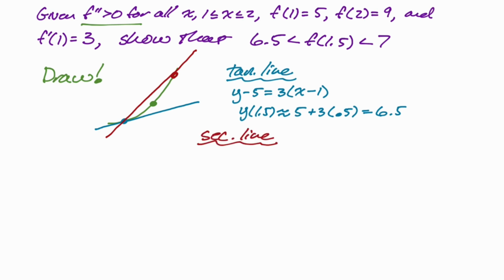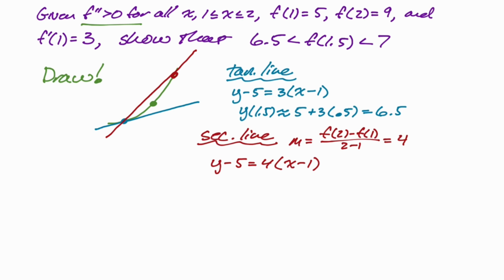Let's do the secant line. For our secant line, we need to figure out the slope, which is the average rate of change on 1 to 2. I'm just going to call it m. It's going to be f of 2 minus f of 1 over 2 minus 1. That's 9 minus 5, which is 4, over 1. So 4. And then we'll use point slope form as well. Don't forget, you can write equations of secant lines in the exact same way. You just use average rate of change instead of instantaneous rate of change. So y minus 5 is 4 times the quantity x minus 1.